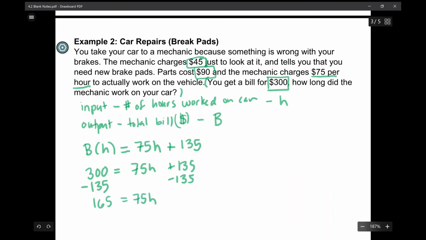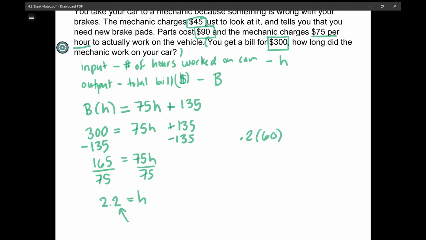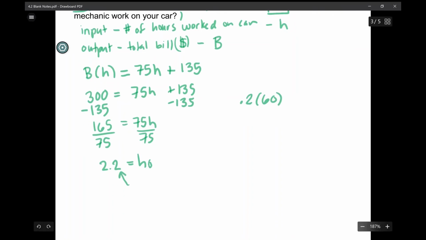Divide each side by 75. And I get H equals 2.2 hours. Now, be careful. That is not 2 hours and 20 minutes, right? 0.2 hours is not 20 minutes. How would you figure out what that was in terms of hours and minutes, right? Well, you need to take 0.2 of 60 to figure out the minutes because there's 60 minutes in an hour. So that's 12 minutes. So you could either write 2.2 hours, that's probably fine, or you could write 2 hours and 12 minutes. That's how long he worked.